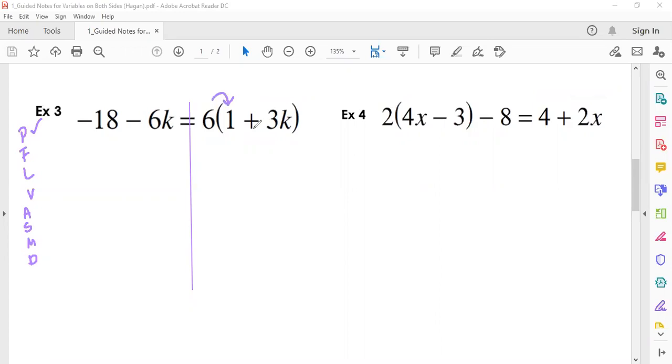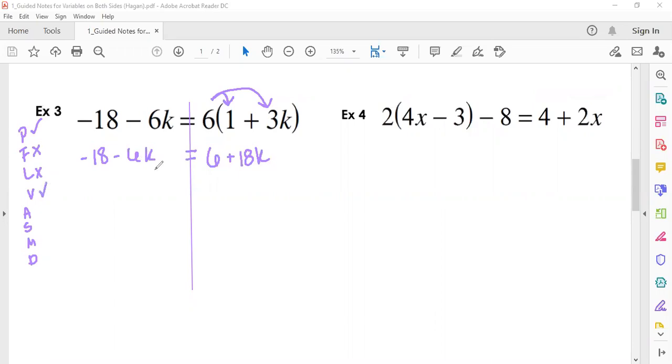So 6 times 1 is 6. And we have to make sure we distribute to both things. 6 times 3K is 18K. So I took care of the parentheses. I'm just going to bring down what's on this other side, okay? I luckily do not see any fractions. And I also do not see any like terms on the same side. If we check this out, I've got negative 18 and negative 6K. Those are not alike. And I have 6 and 18K. Those are also not alike. Remember, to be alike, they have to have the same variables with the same exponents.